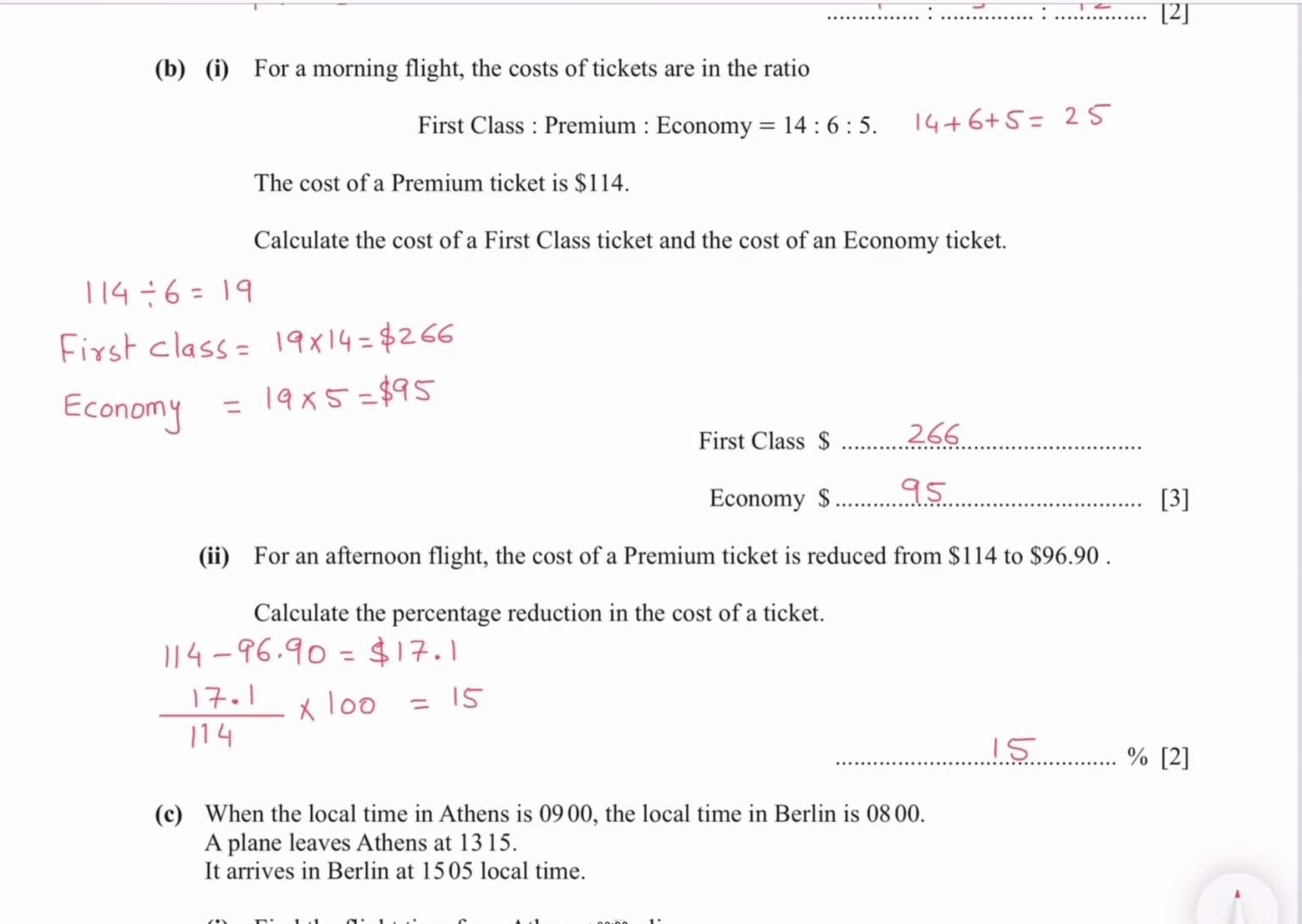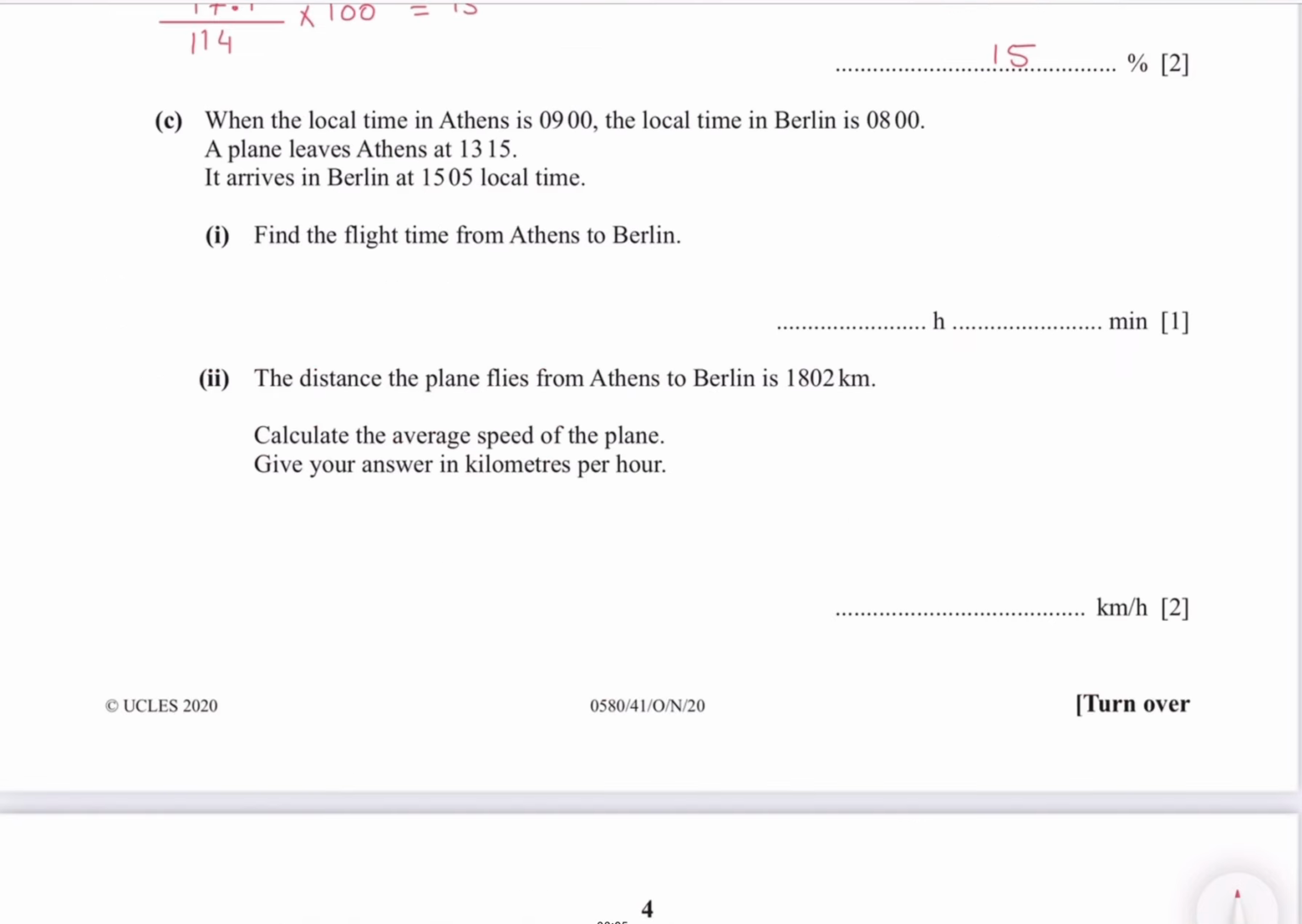When the local time in Athens is 9, the local time in Berlin is 8. A plane leaves Athens at 13:15. It arrives in Berlin at 15:05 local time. Find the flight time from Athens to Berlin. Okay, so it means Berlin is 1 hour behind Athens.